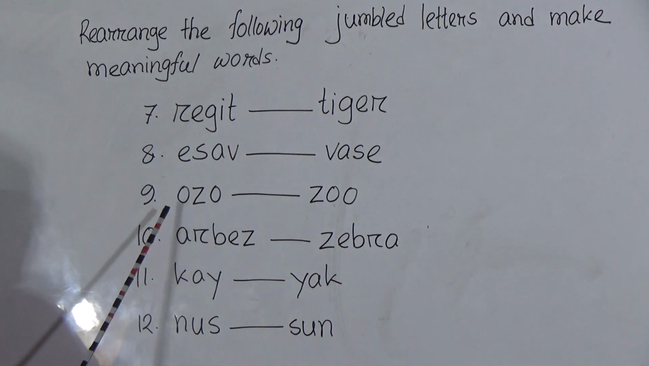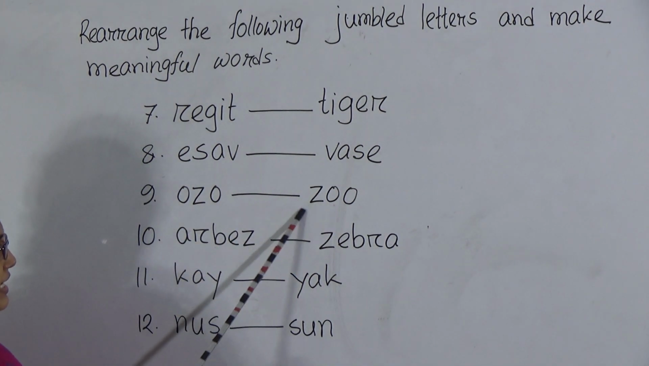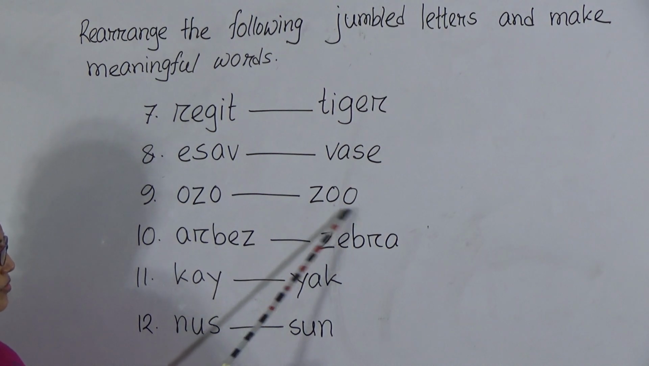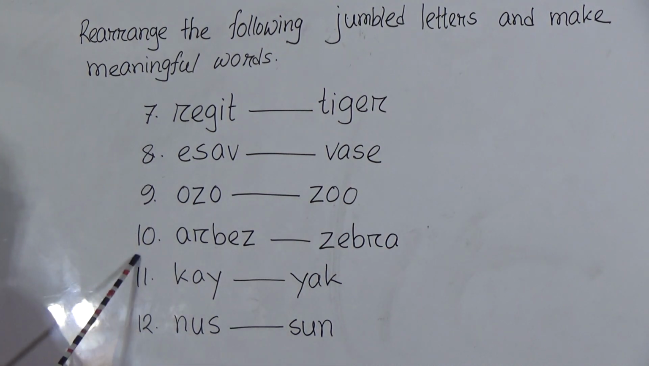Number 9, O-Z-O. The meaningful word is Z-O-O, zoo. Z-O-O, zoo.